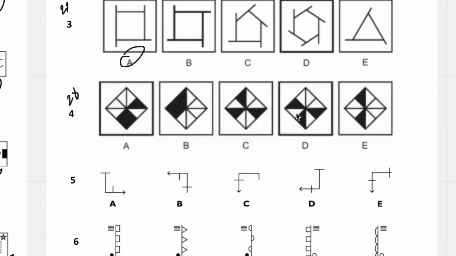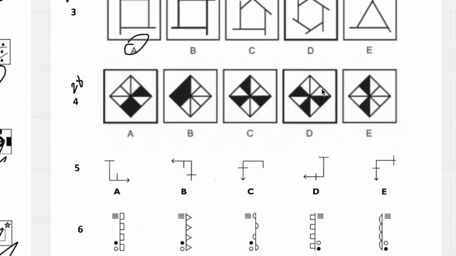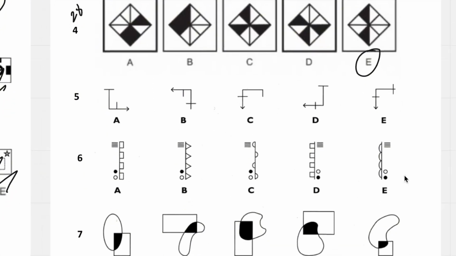Question number 28, we've all got these shapes. 1, 2, 3, 1, 2, 3, 1, 2, 3, 1, 2, 3. These 3/8 are shaded in, apart from E, which only has 2. Question number 29.